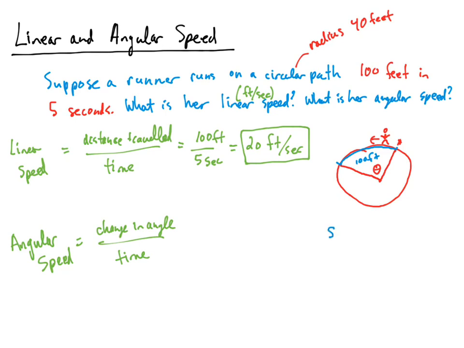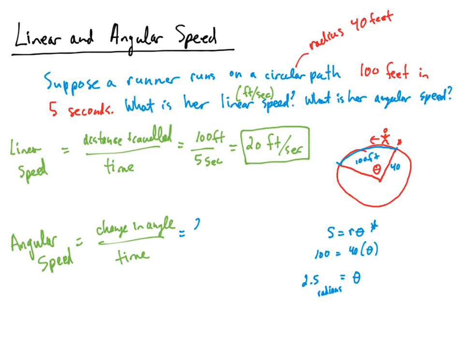Well, if we think back to the arc length formula, S equals R times theta, we have the arc length here. The arc length is 100 feet. We have the radius, which was 40. So that'll tell us what that central angle is. So theta is going to equal 100 divided by 40, which is 2.5. And this is in radians, because in this formula, theta must be in radians. So 2.5 radians is the angle that she has passed through.